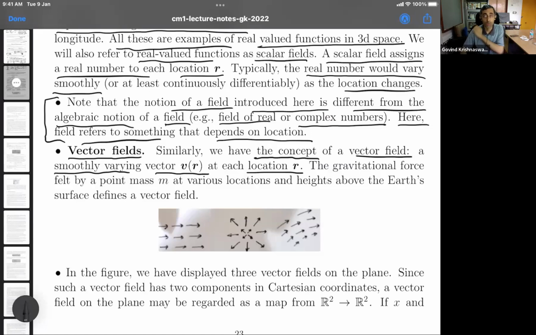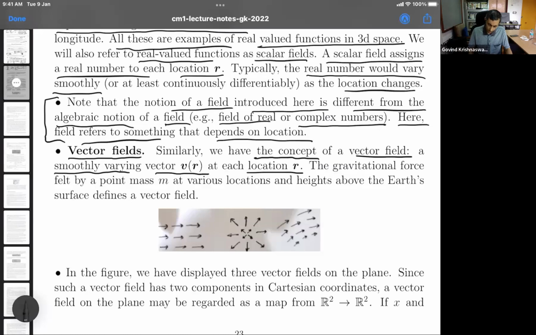Yeah, so near the window, the air may be flowing this way. In some corner, it may hardly be flowing. Near an air conditioner vent, maybe flowing in a particular direction. So the direction of the velocity of air in a room constitutes a vector field. It's a field because the vectors depend on location.